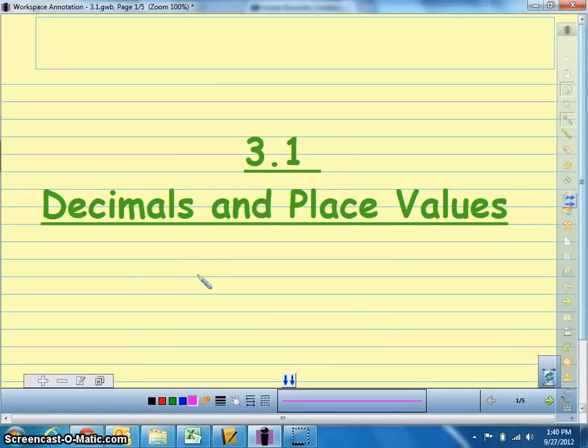Guys, today's lesson is the first one in Unit 2. Unit 2 is going to be on adding and subtracting decimals. And so we're starting off today's lesson 3.1 from our book, and the lesson's going to be on decimals and place values.